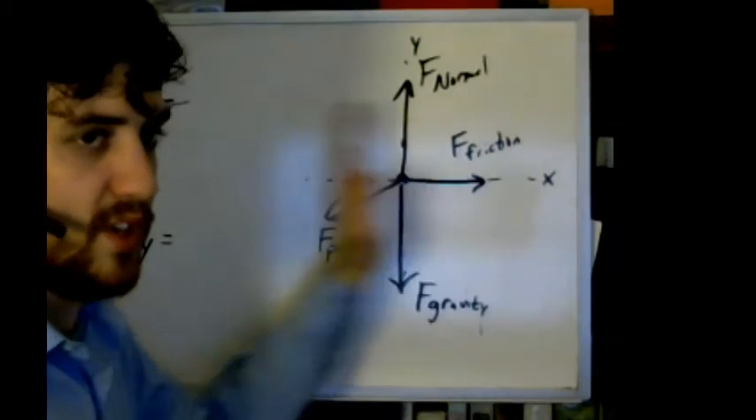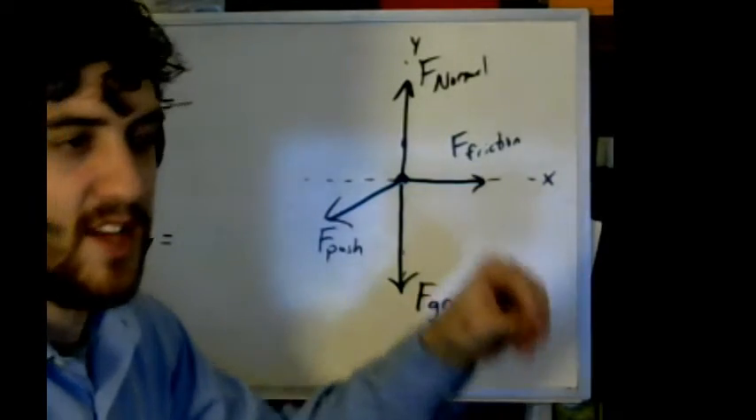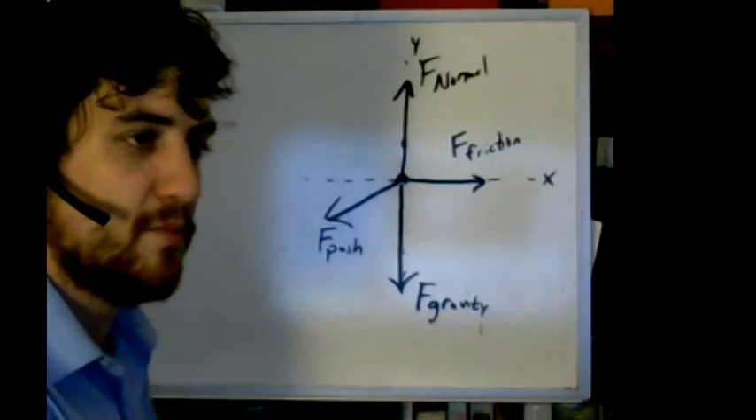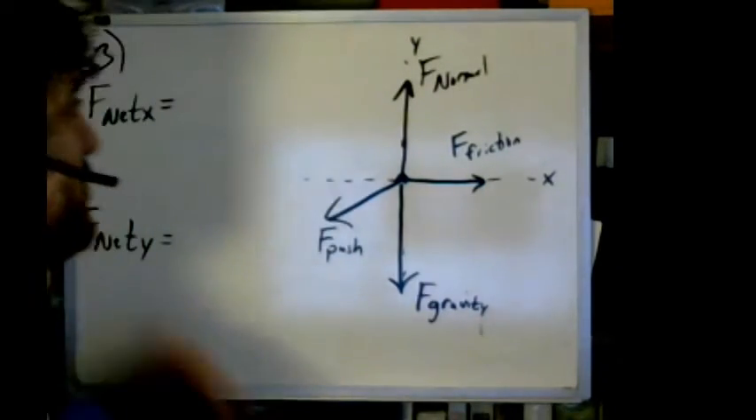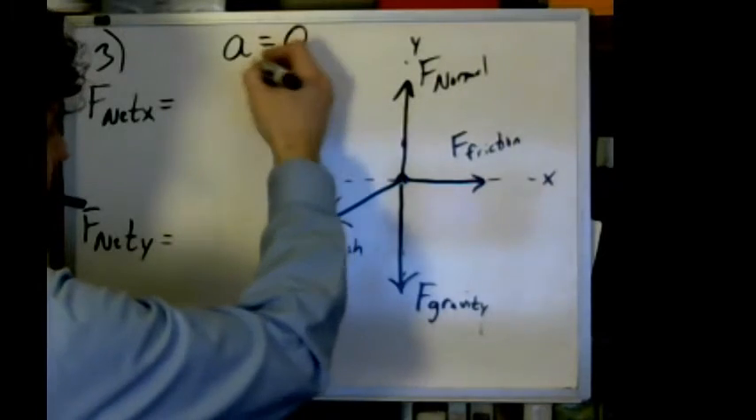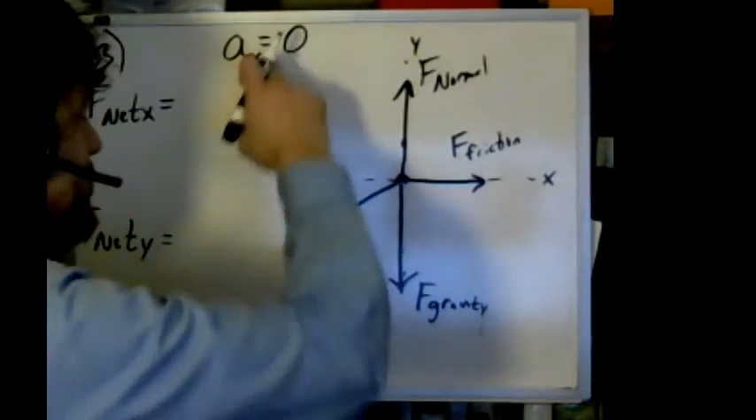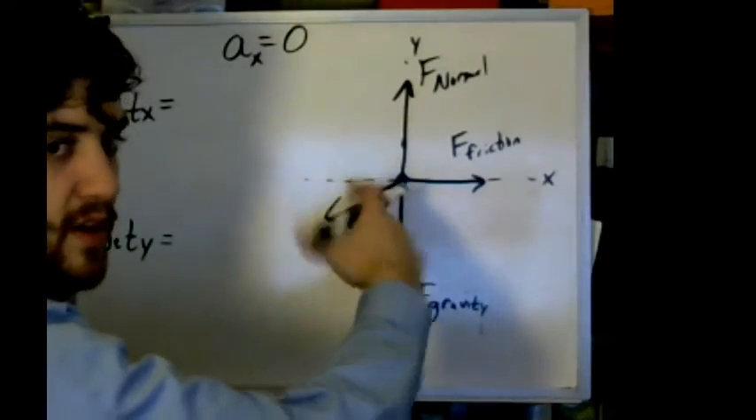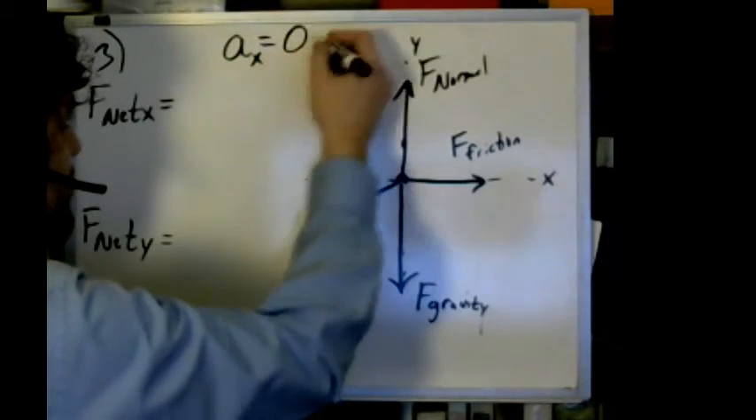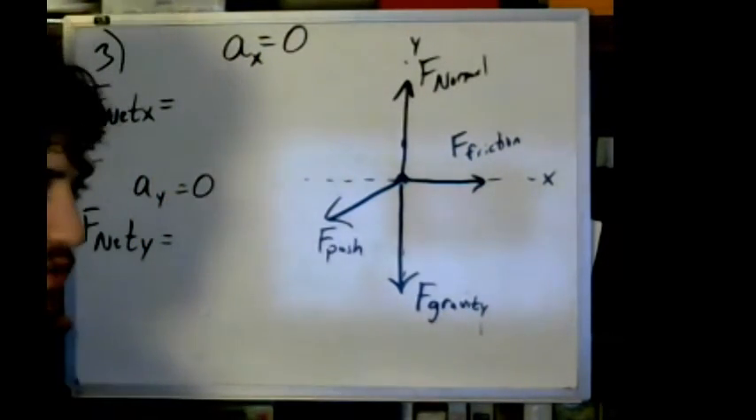Examining this thing horizontally, we know that this person is static. The table is static. That is not moving. It's not moving, it's not going to move, so we know that the acceleration is 0 in both directions. It's not sliding horizontally, so the acceleration horizontally is 0. It is not moving up and down, so the acceleration vertically is also 0.